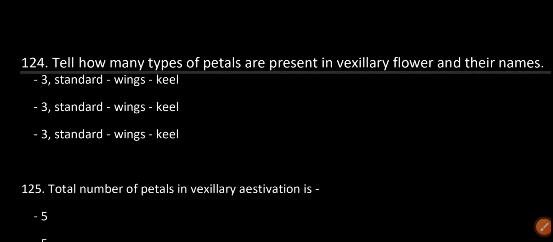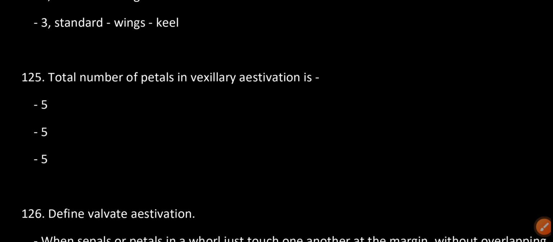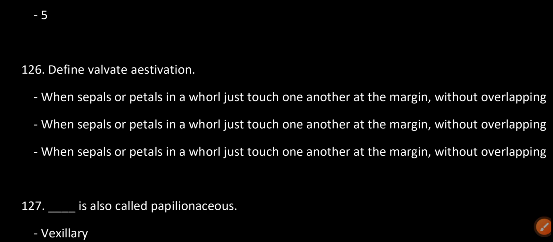Tell how many types of petals are present in vexillary flower and their names. Standard, wings, keel. Total number of petals in vexillary aestivation is 5.